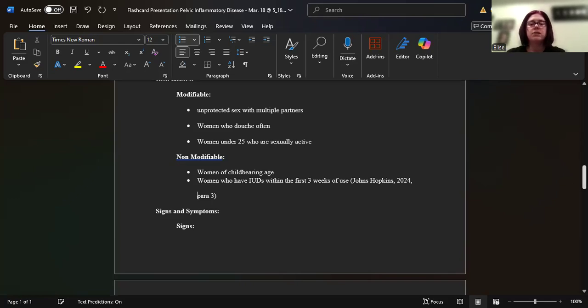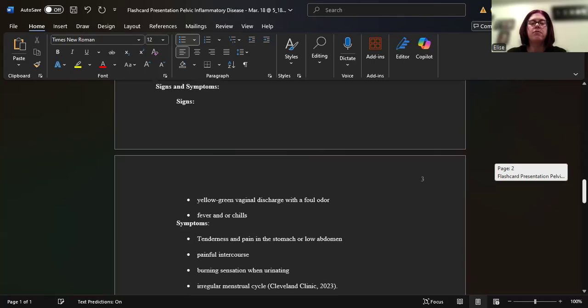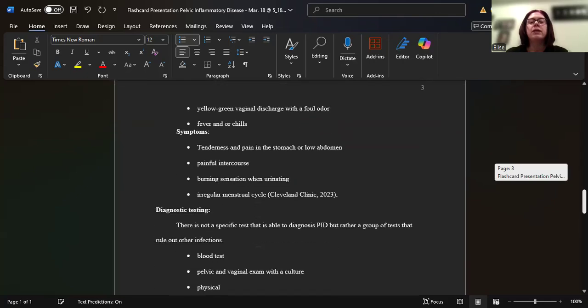Signs of PID would be yellow-green vaginal discharge with a foul odor, fever, and or chills. And then symptoms would be tenderness and pain in the stomach or abdomen, intercourse that is very painful, when urinating, you have a burning sensation, and possibly an irregular menstrual cycle.